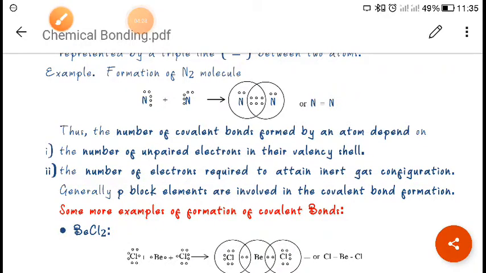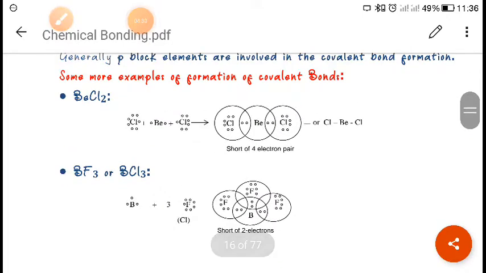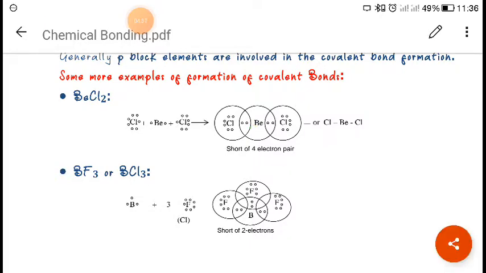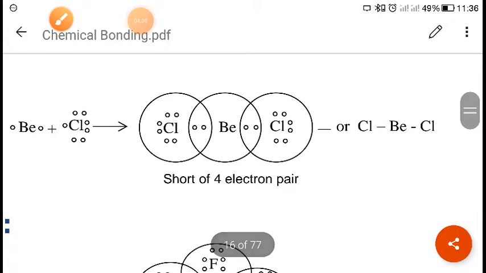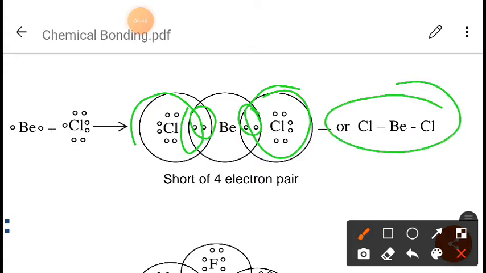Now some examples are given here, as you can see. Beryllium, when you talk about BeCl2, here Be is sharing two electrons: one electron with this chlorine, and one electron with this chlorine, and it is forming BeCl2, like this, right?